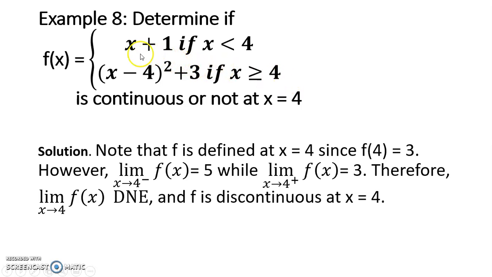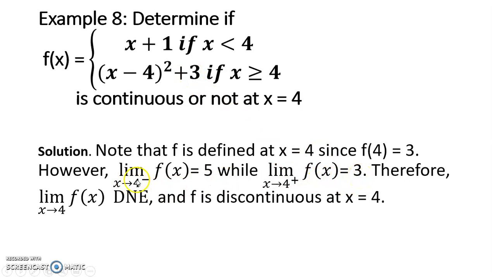So, ang function na gagamitin natin ay ito. F of x is the quantity x minus 4 squared plus 3. So, 4 minus 4 is 0 squared. 0 squared is 0 plus 3. So, the limit of the function is 3.